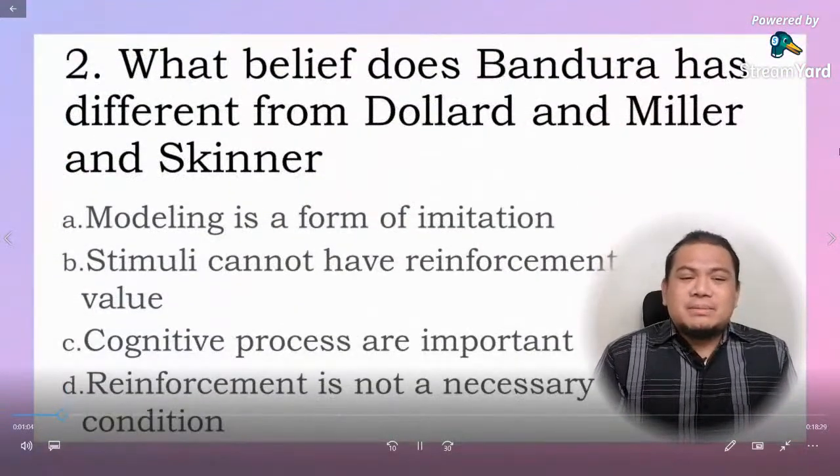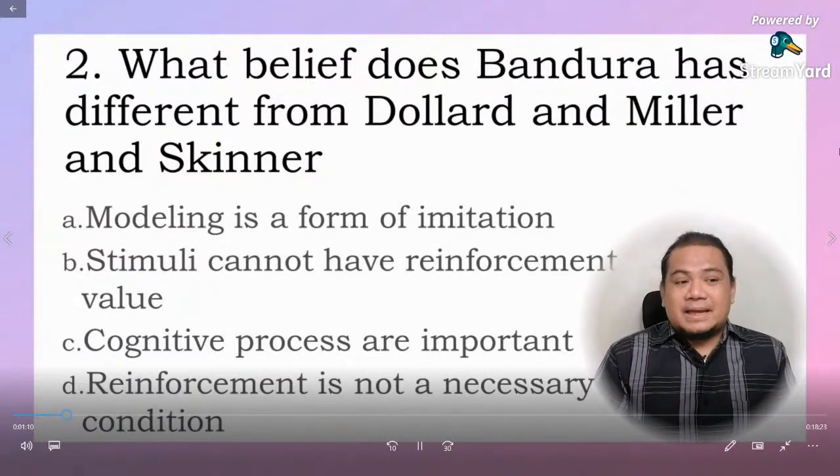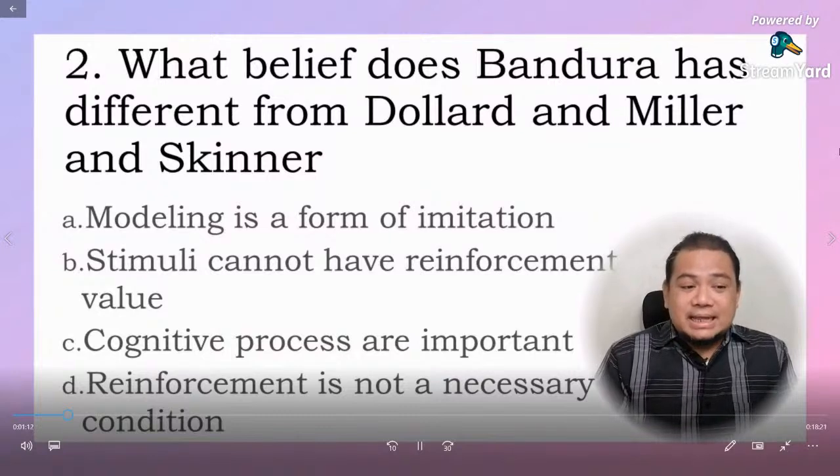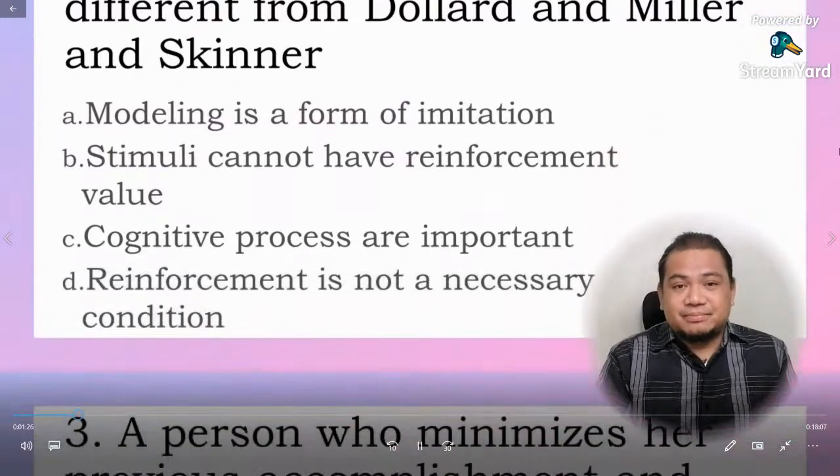Number 2, what belief does Bandura have that is different from Dollard and Miller and Skinner? Is it A, modeling is a form of imitation? B, stimuli cannot have reinforcement value? C, cognitive processes are important? Or D, reinforcement is not a necessary condition?